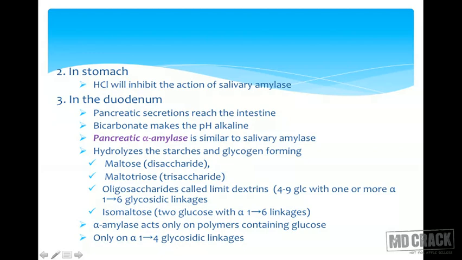Alpha amylase acts only on polymers containing glucose and only on alpha-1,4 glycosidic linkages. Look at the specificity of this. Alpha amylase acts only on glucose and alpha-1,4 glycosidic linkage. So can it act on sucrose? No. Can it act on lactose? No. It cannot act on these two substances. So please remember that it is very specific only for where there is alpha-1,4 glucose to glucose linkage. That is where it can act, and it cannot act beyond that. And it cannot act on other substances.